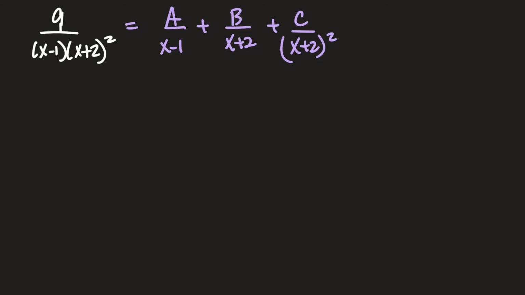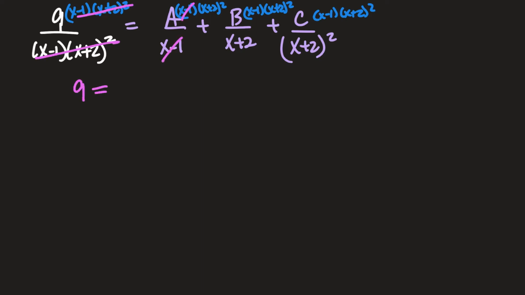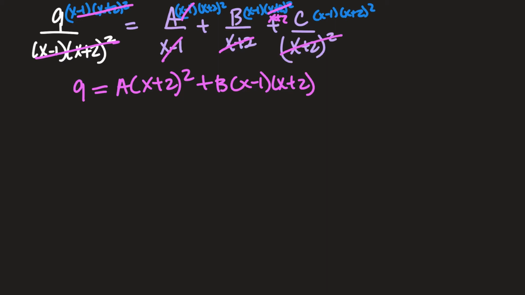So again, we're going to multiply everything by the common denominator, x minus 1, x plus 2 squared. Okay? So the whole denominator goes away and leaves me with 9. X minus 1, so a times x plus 2 squared. One of the x plus 2's goes away and leaves me with b times x minus 1, x plus 2. And then both of those go away and leave me with plus c times x minus 1.